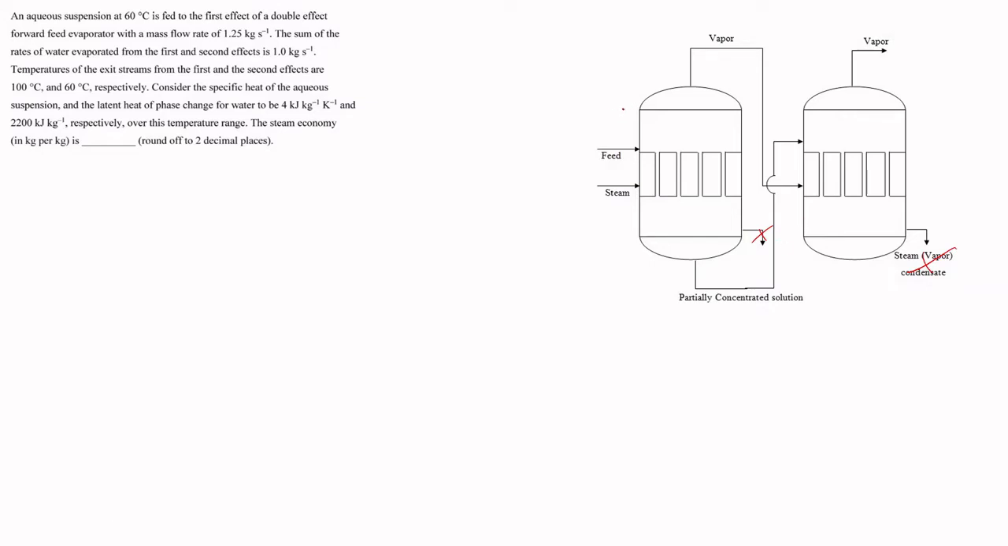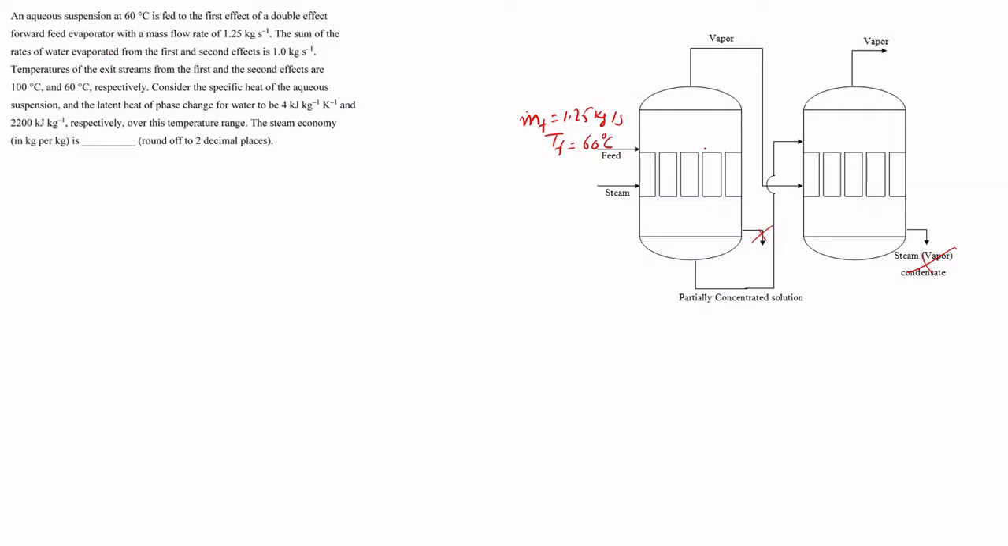Now from the given question, we have been given that the aqueous suspension is fed at 60 degrees Celsius. So here the temperature of the feed is 60 degrees Celsius with the mass flow rate of 1.25 kg per second. Let's write m dot f as 1.25 kg per second. The sum of water evaporated from first and second effect is 1 kg per second. The temperatures of the exit streams from the first and second effects are 100 degrees Celsius and 60 degrees Celsius.